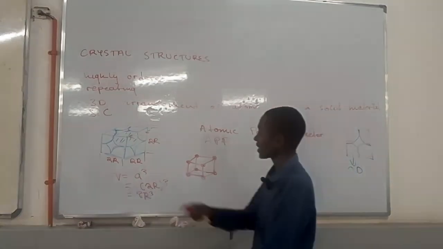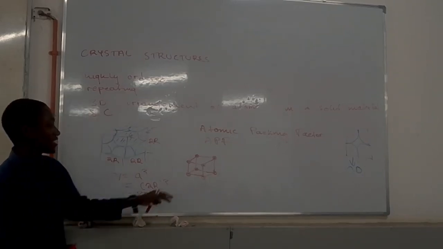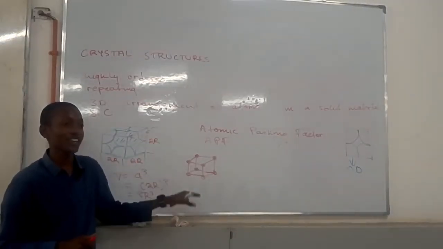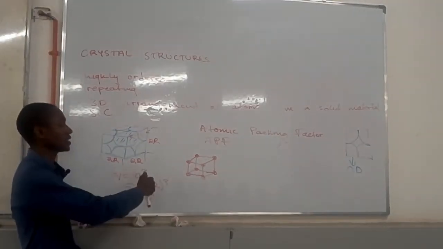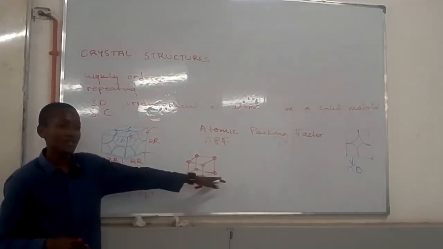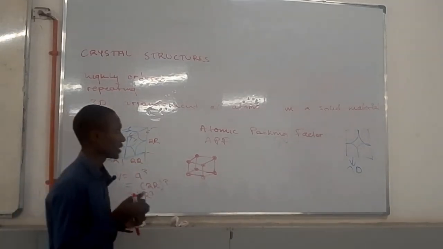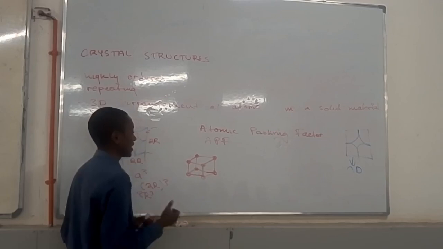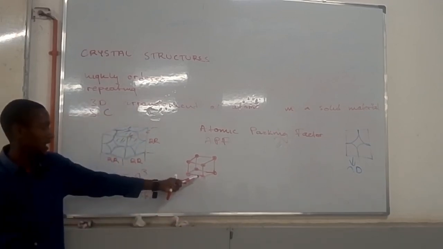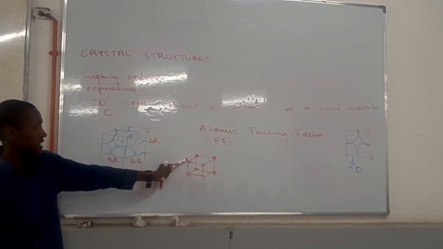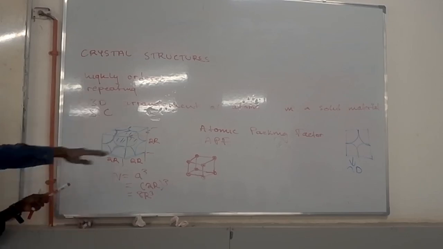Okay. Here's what these guys have said. The first one said that since each corner has got 1 atom, and we've got 8 corners, hence there are 8 atoms. But remember that this is not a complete atom. Even here, it's not complete. It's being chopped off like this.